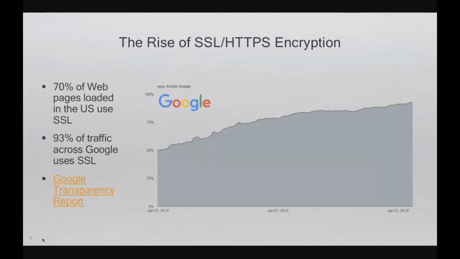And at this point in time, and it could be more now, 70% of web pages loaded in the U.S. are using SSL. 93% of traffic across Google uses SSL. This is from the Google Transparency Report. So you can see that by any metric, no matter what report you're looking at, you're going to find 75–80% of the traffic on the internet is now SSL encrypted. And so, yeah, what does that mean? That's going to have some impact.